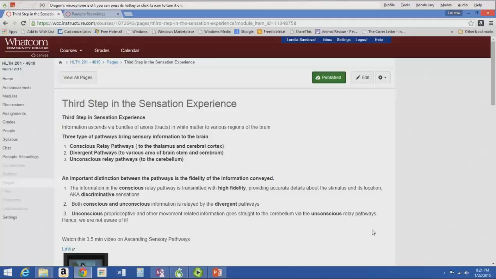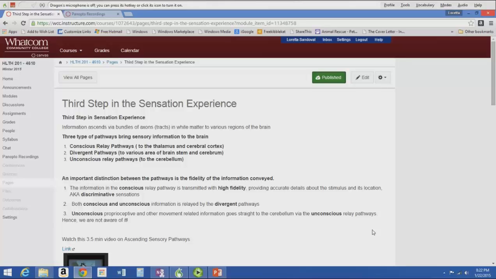What is the discrimination of that information? Information in the conscious relay pathway is transmitted with high fidelity, meaning it's very accurate. It provides very accurate details about the stimulus and its location. These are also known as discriminative sensations. By discriminative, we mean being able to tell the difference between one sensation and another, and one location and another. So that information in the conscious relay pathways is very accurate about the stimulus and its location. It allows us to discriminate between different sensations.